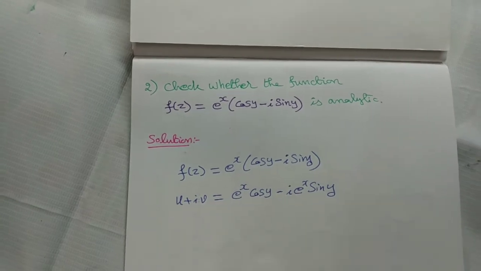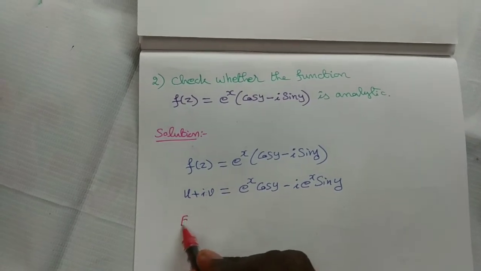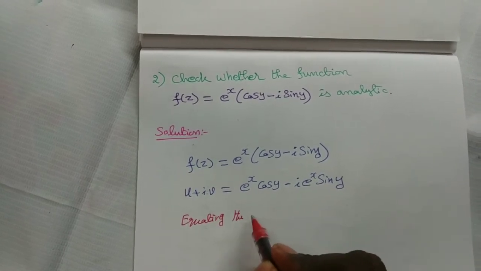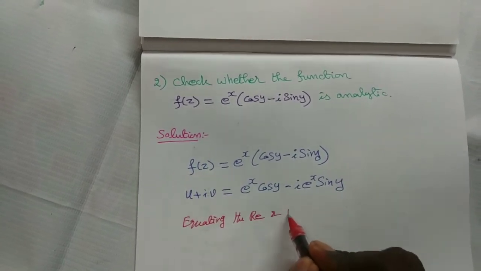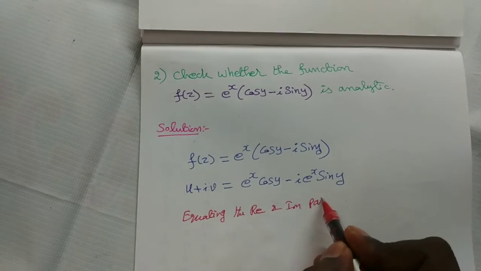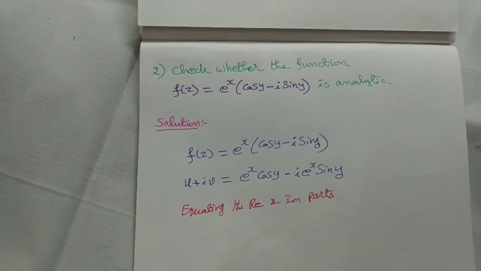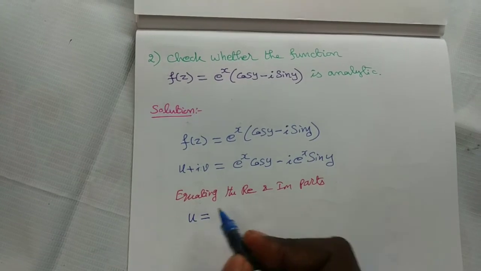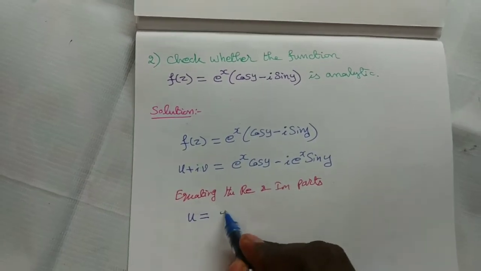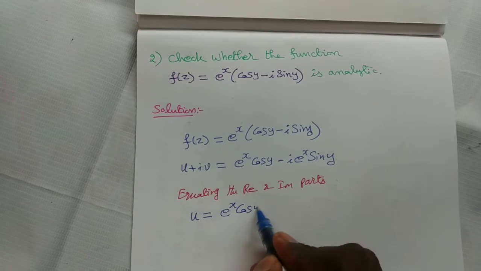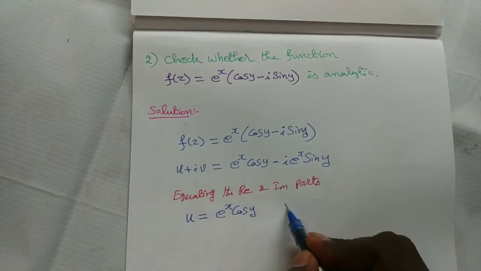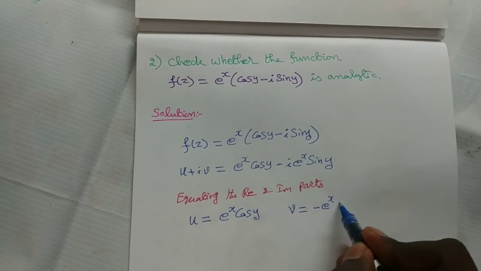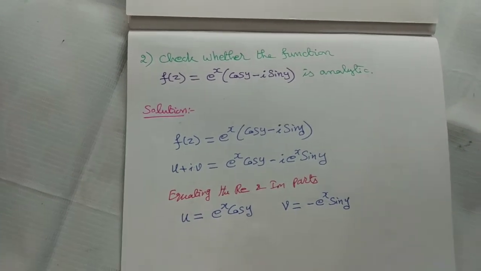Okay, equating the real and imaginary parts. So by equating the real part, u is the real part. Here correspondingly the real part is e power of x into cos y. And the imaginary part is v. Correspondingly here the imaginary part is minus e power of x into sin y.